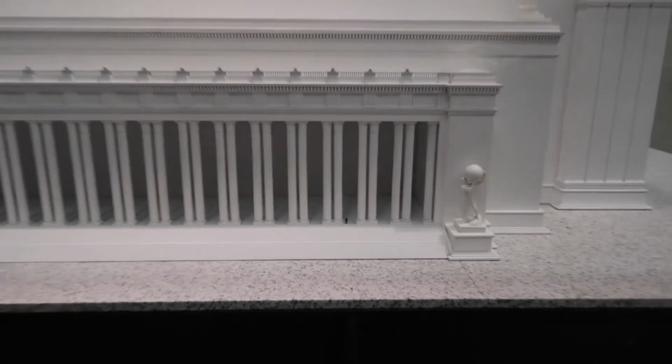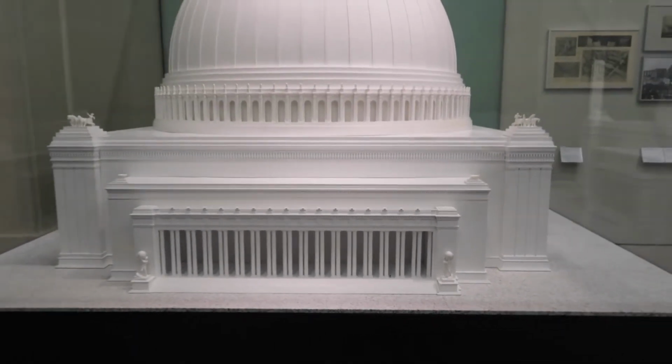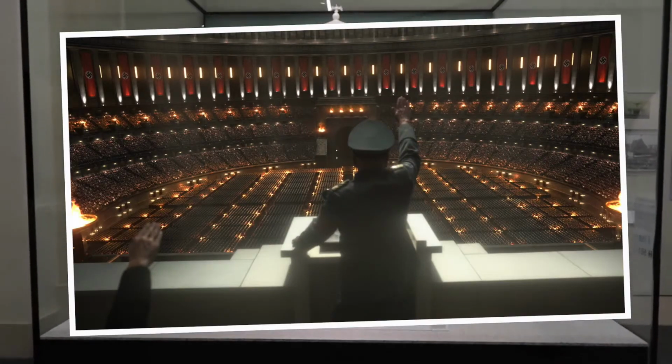Inspired by the Roman Empire and designed to be the largest dome structure in the world, it would have been able to seat 180,000 people.